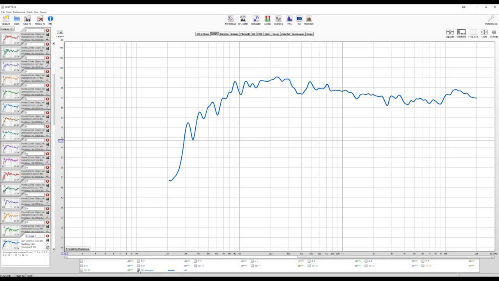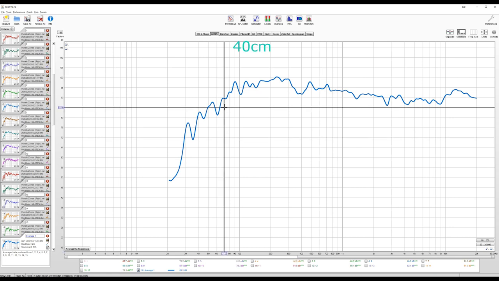Here's what the average curve looks like with 1/12 of an octave of smoothing. Not bad. As you can see, it stays between 90 and 100 decibels all the way up from 75 hertz to 20 kilohertz.